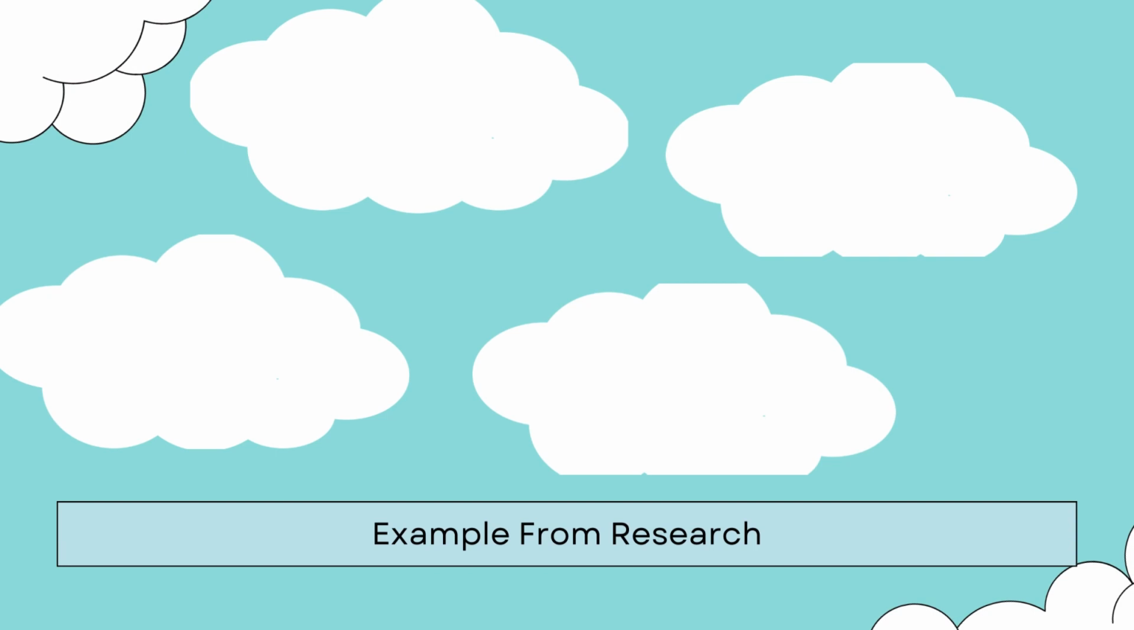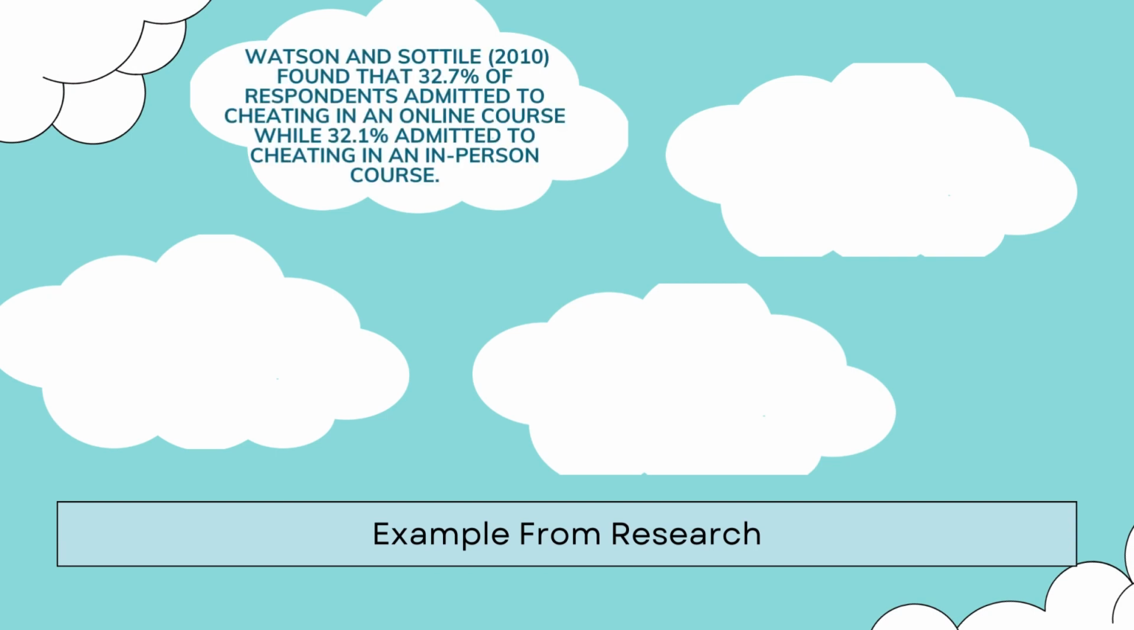Then let's talk about example from research. Watson and Salter in 2010 found that 32.7% of respondents admitted to cheating in an online course, while 52.1% admitted to cheating in an in-person course. This was conducted by asking 635 undergraduate and graduate students across all academic areas.